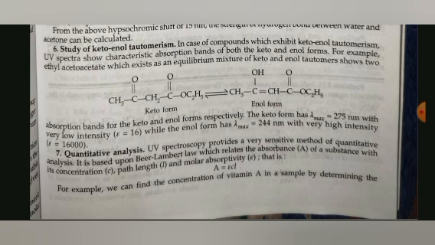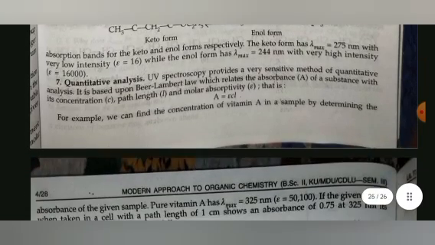Seventh is quantitative analysis. UV spectroscopy provides a very sensitive method of quantitative analysis. It is based upon the Beer-Lambert law, which relates the absorbance of a substance with its concentration, path length, and molar absorptivity, that is, A equals epsilon C L.